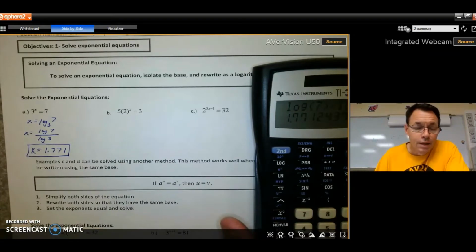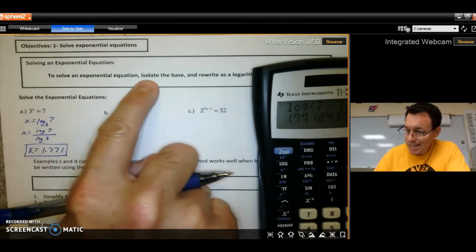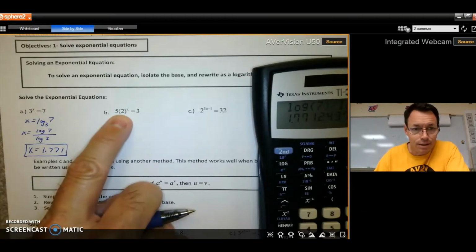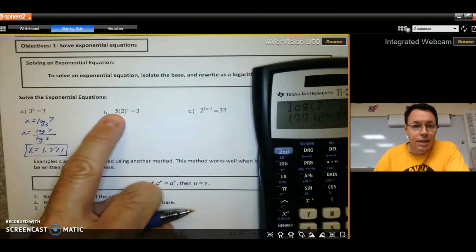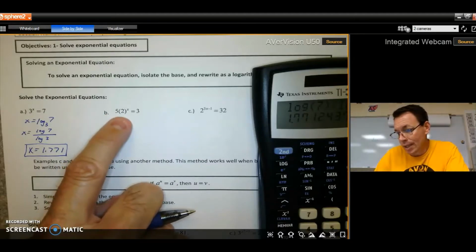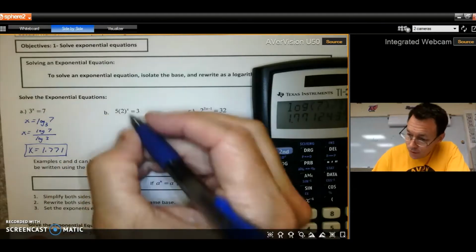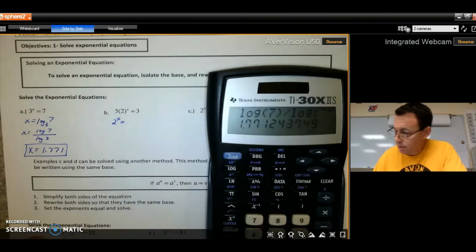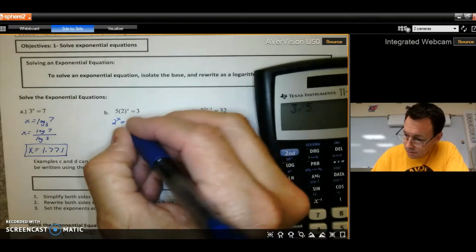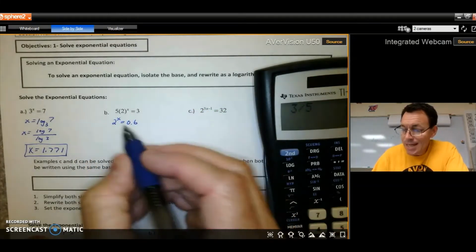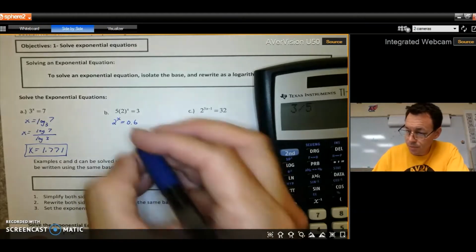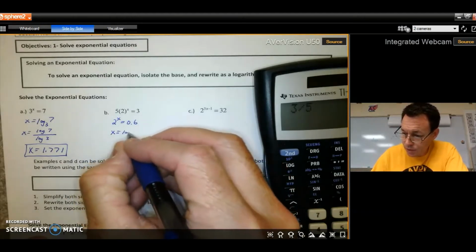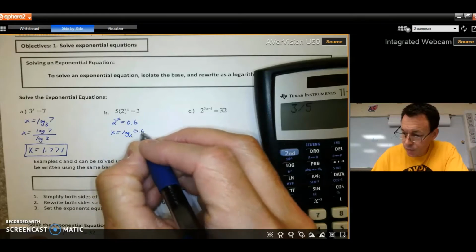Okay, look at B. Now B, the first step is isolate the base. Well, that base is not isolated. It's being multiplied by a 5. So we need to get rid of the 5. Well, how do you get rid of something that is multiplying the thing you're trying to get all by itself? You divide by it. So we are going to divide both sides by 5. So 2 to the x equals, well, 3 divided by 5. That's 0.6. And now that we have a base to a power equals a number, we can rewrite it as x equals the log base 2 of 0.6.